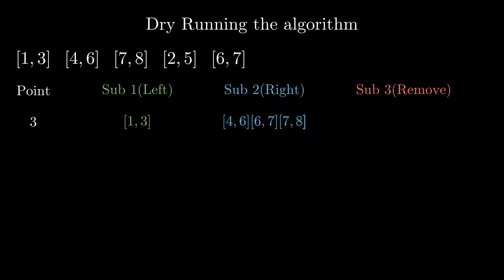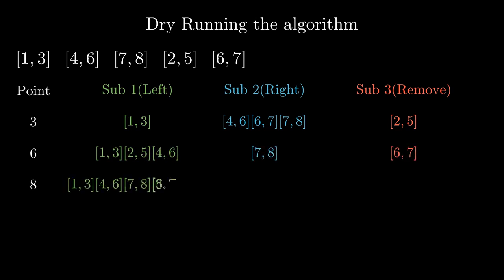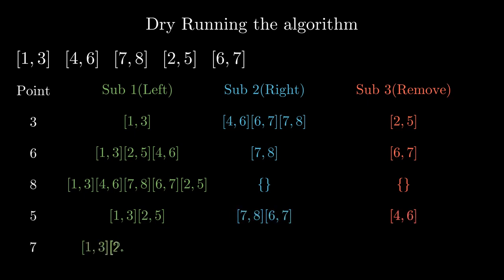3 will split the set into 1, 3, which will be on the left, and 4, 6, 6, 7, and 7, 8, which will be on the right, and we will have to remove one range, 2, 5, to get our two non-empty subsets. Similarly, we can do the same for the remaining ranges.